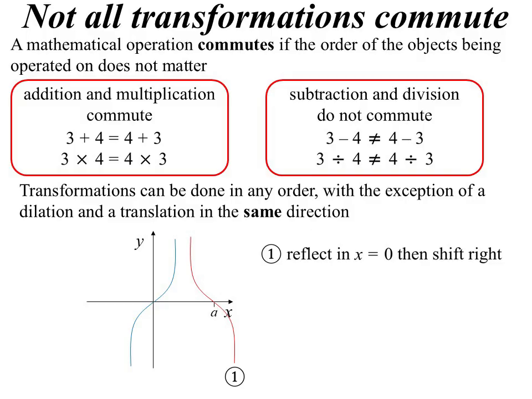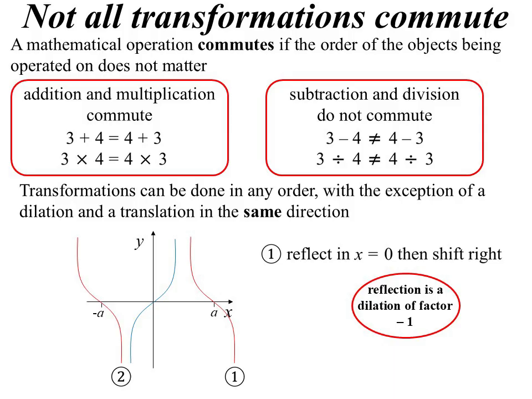But what if I did it in the other order? If I shifted it right, then reflected it. Because reflecting is actually a dilation of a factor of -1. So reflection is actually a dilation. It would end up over here. So that's where if I shifted it right first and then reflected through the y-axis, we get different curves. So that's the one we've got to be careful with.